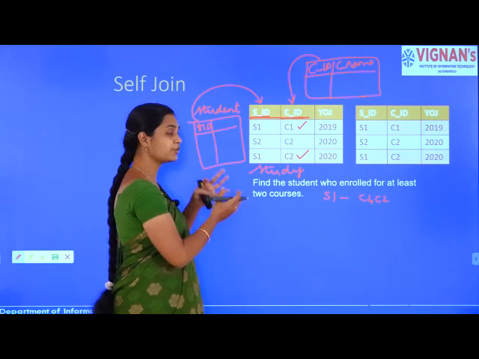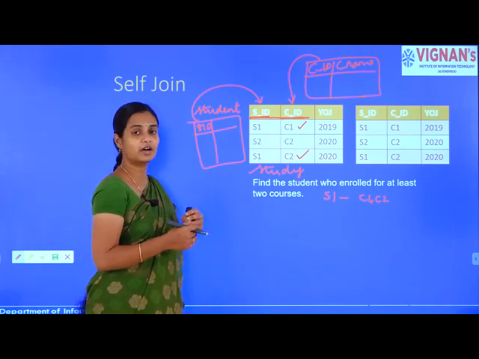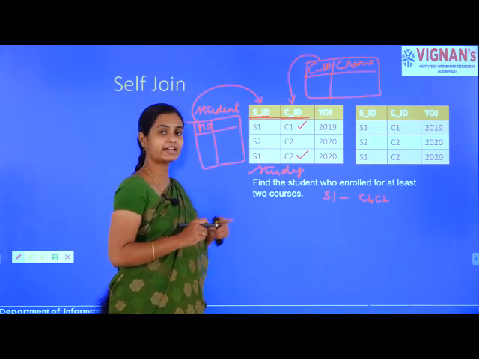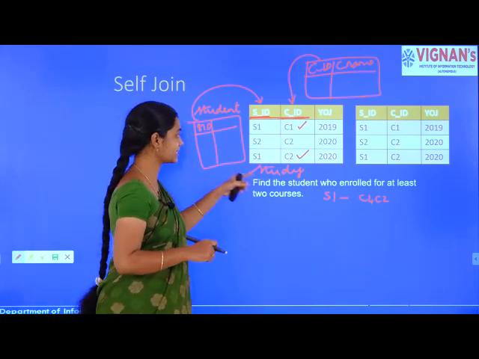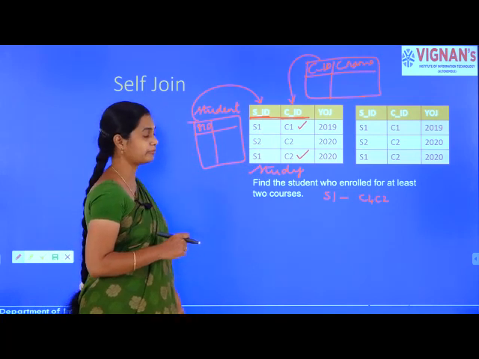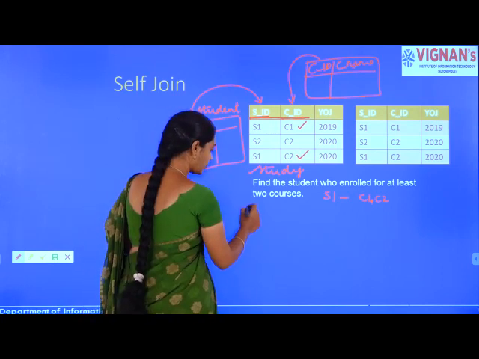But what if you have a number of courses? What if the rows are very large? We have more number of rows. Will it be possible to write the query in that way? No. So that is why in this case the self join will be useful. Okay, self join will be useful. Now how do you write the query here?